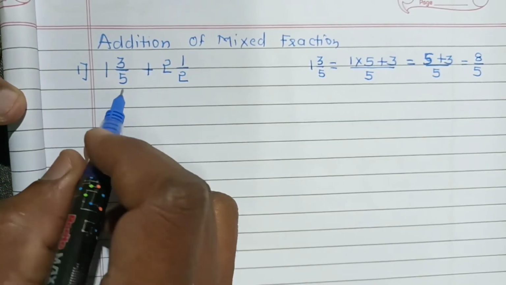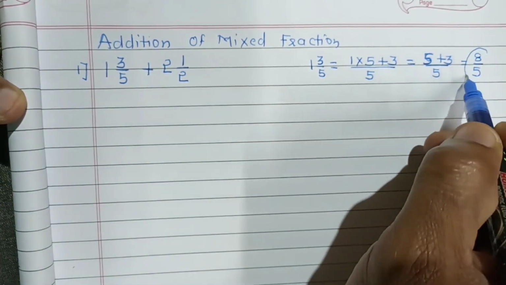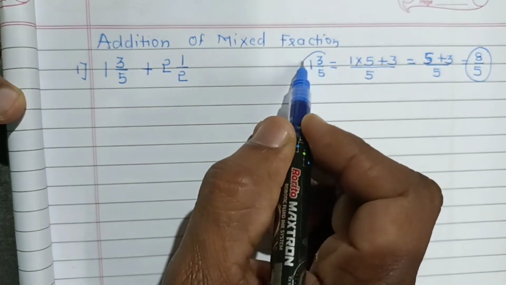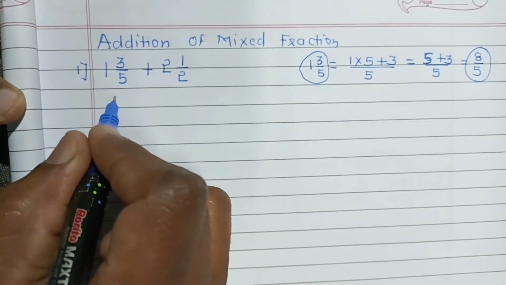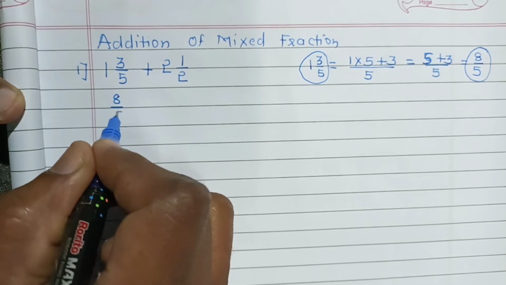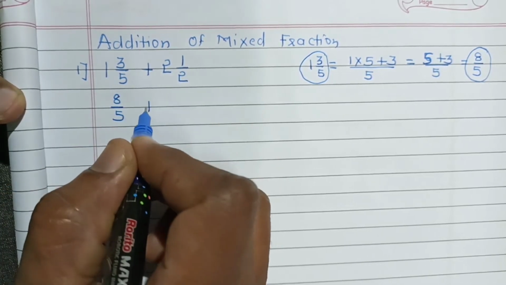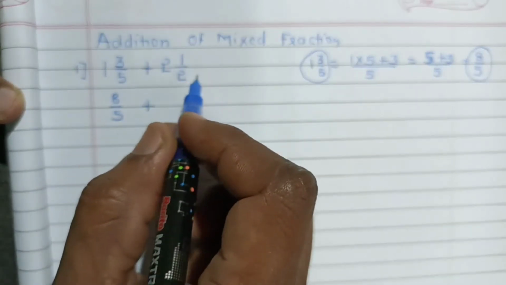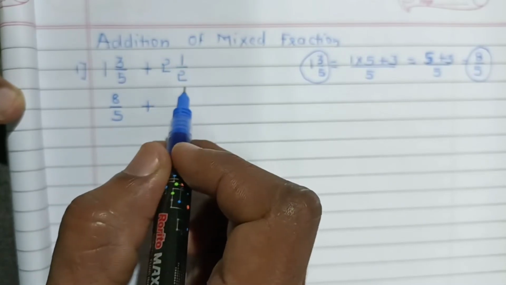So first we got the improper fraction as 8/5 of this mixed fraction, 1 into 3/5. So this you have to write here, 8/5. Then this is the plus operation you have to write here. Now you have to do the conversion for this 2 into 1/2.